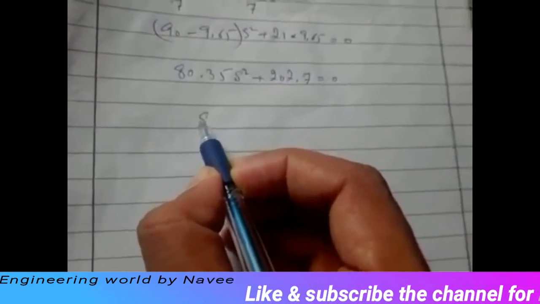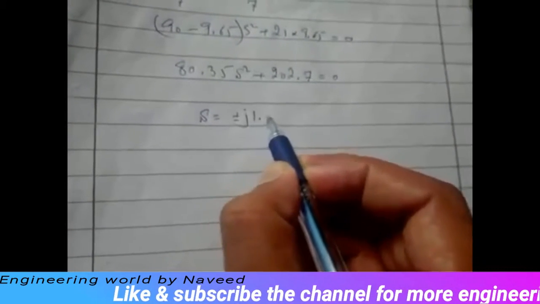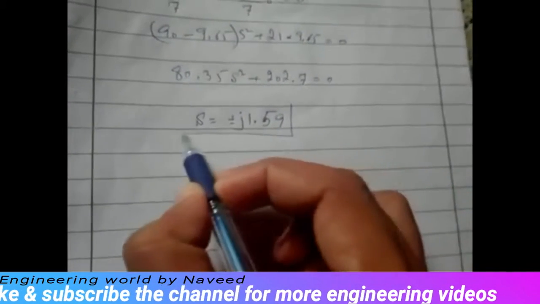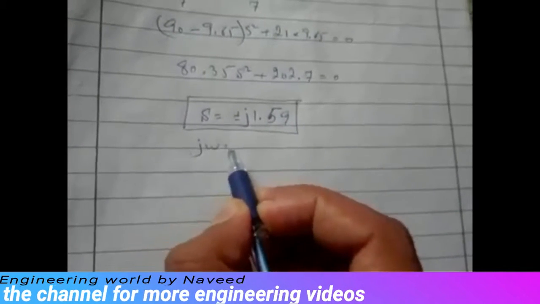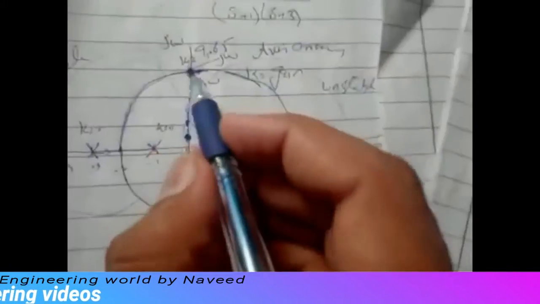Simplifying it, you get the value of s, which is plus or minus j1.59. Since s is j omega, the j omega value is plus or minus 1.59: plus 1.59 and minus 1.59.